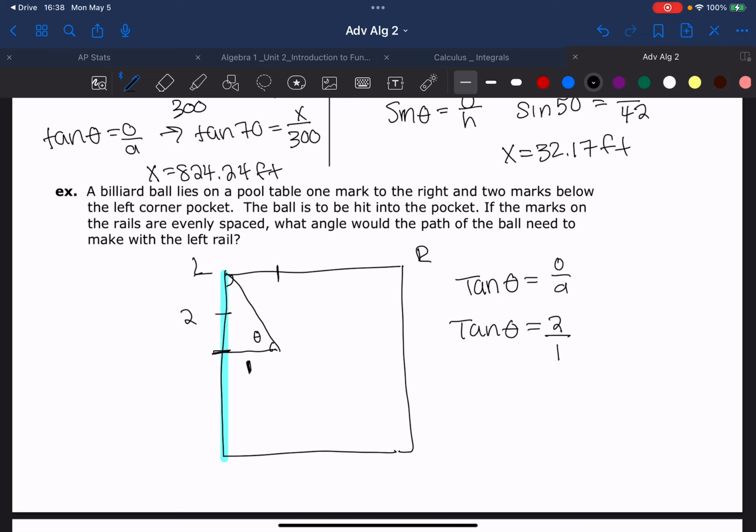And in order to find that angle, we would have to do the inverse of tangent. So the angle is equal to the inverse of tangent of 2, because 2 over 1. And we would get that the angle theta is equal to 63.44 degrees. Okay.